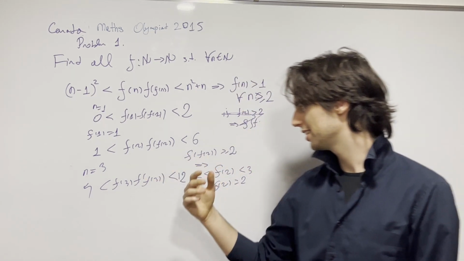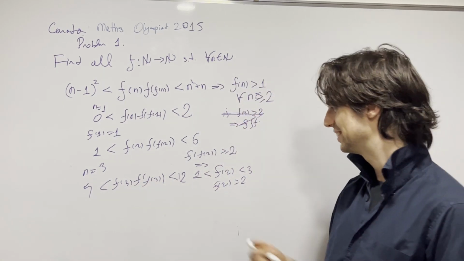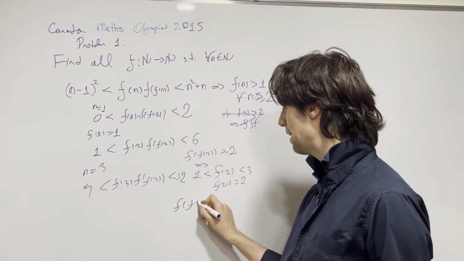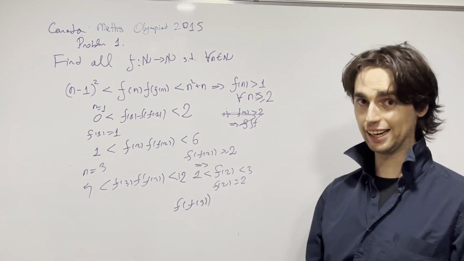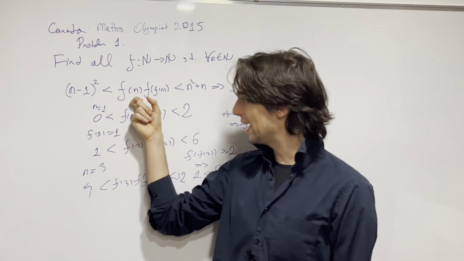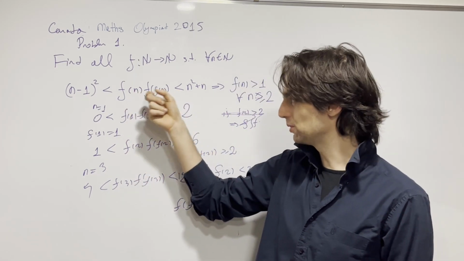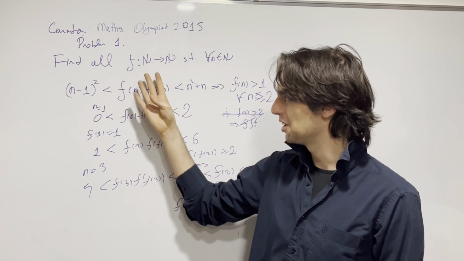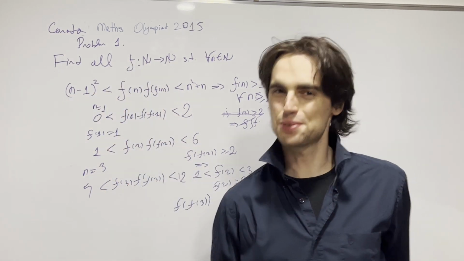It could be 3. But not only for 3, we know for any n, if f of n was equal to, say, 2, then f of n times f of n would be 4, which is not greater than (n minus 1) squared for any n greater than or equal to 3.